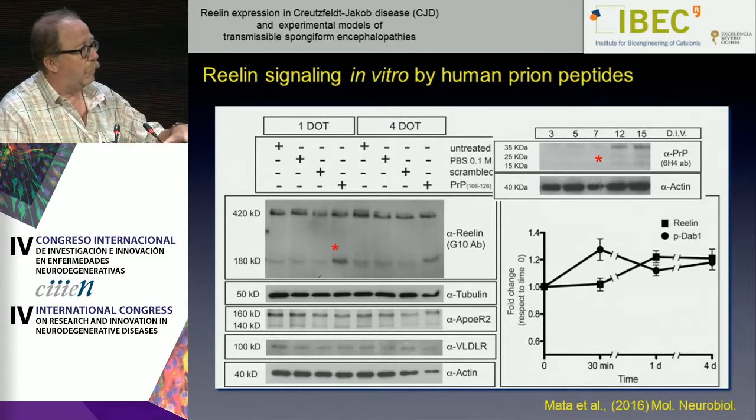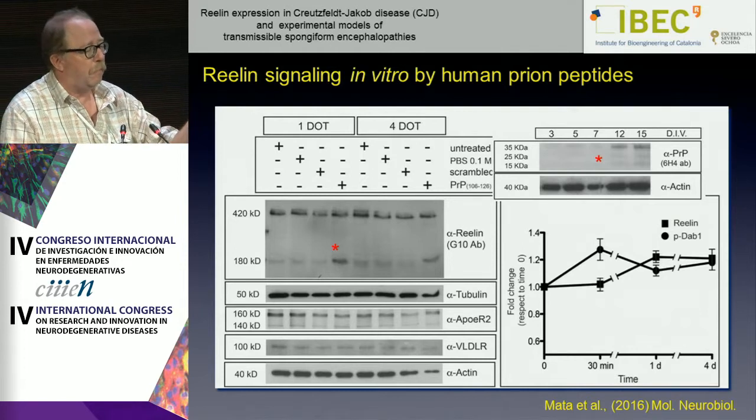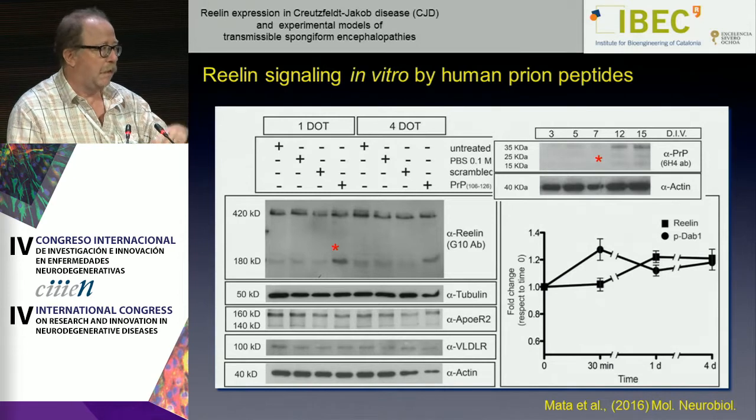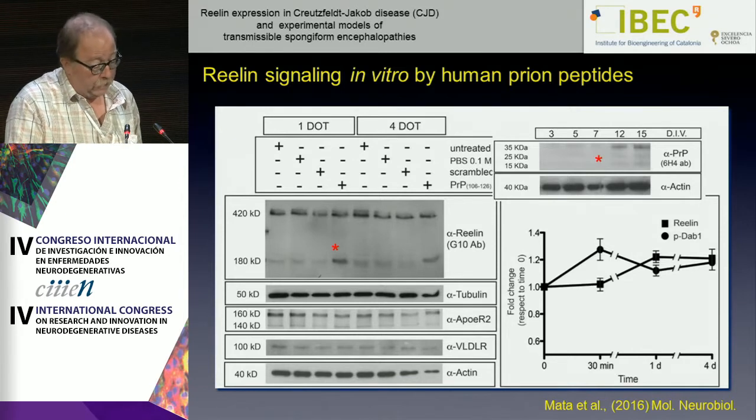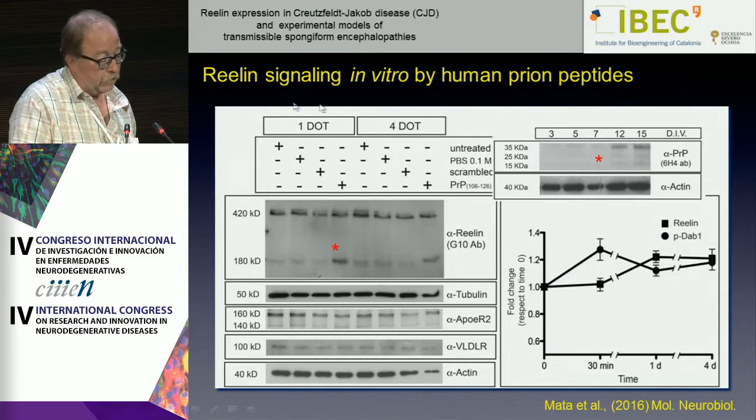So we were able to change this a little bit in order to use human-derived peptides derived from the human sequence, that in several experiments we observed is more or less similar to the activation triggered by prions. In this experiment, we used these human-derived peptides, and we observed that one day after inoculation in primary cultures in vitro, there is an increase of reelin.